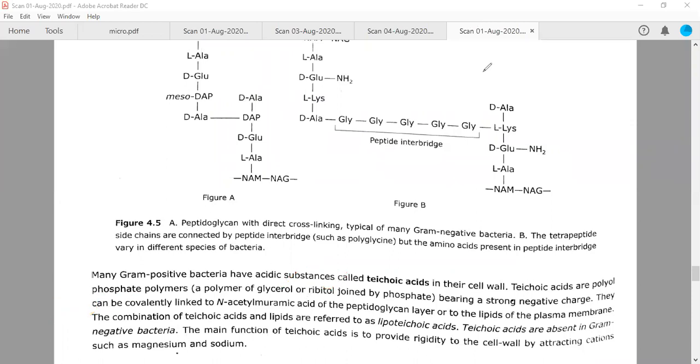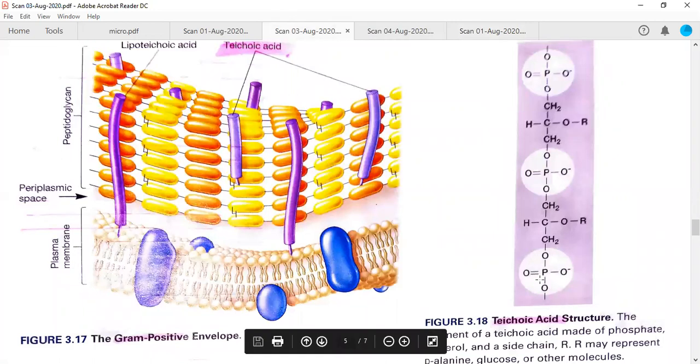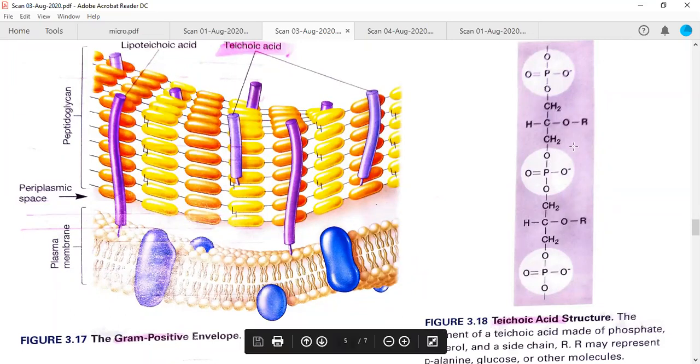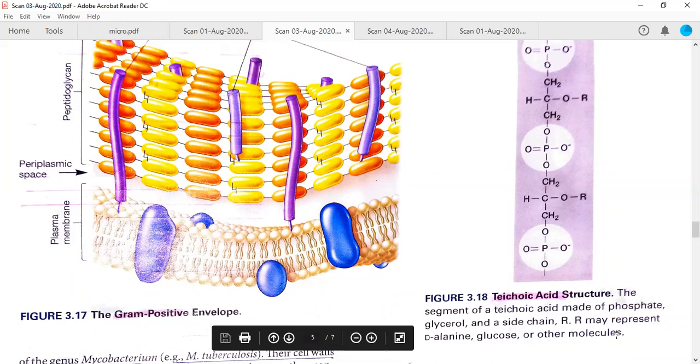If you are not able to understand this, please look here. This is a teichoic acid structure where these phosphate groups are interconnecting links between the glycerol or ribitol. This black structure is either glycerol or ribitol, whereas the phosphate groups are connecting them together. This type of structural repeat, this complete polymer, is known as teichoic acid, which is made up of phosphate, glycerol, and a side chain, which is either R or R dash. This R may be anything, either glucose, D-alanine, or other molecules, depending upon the type of bacteria.